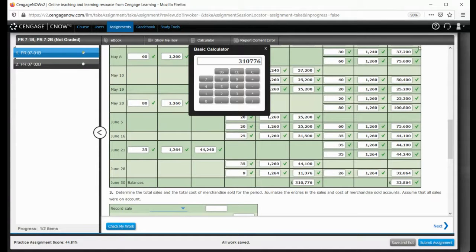Notice this time I did not add up all of these. I just took the last transaction because what you had left over is what you have in ending inventory for your merchandise inventory. So the total of this cost of merchandise sold would end up on the income statement in the cost of merchandise sold account. The total of this will end up on the balance sheet in the merchandise inventory account. This is the ending balance of the merchandise inventory account.